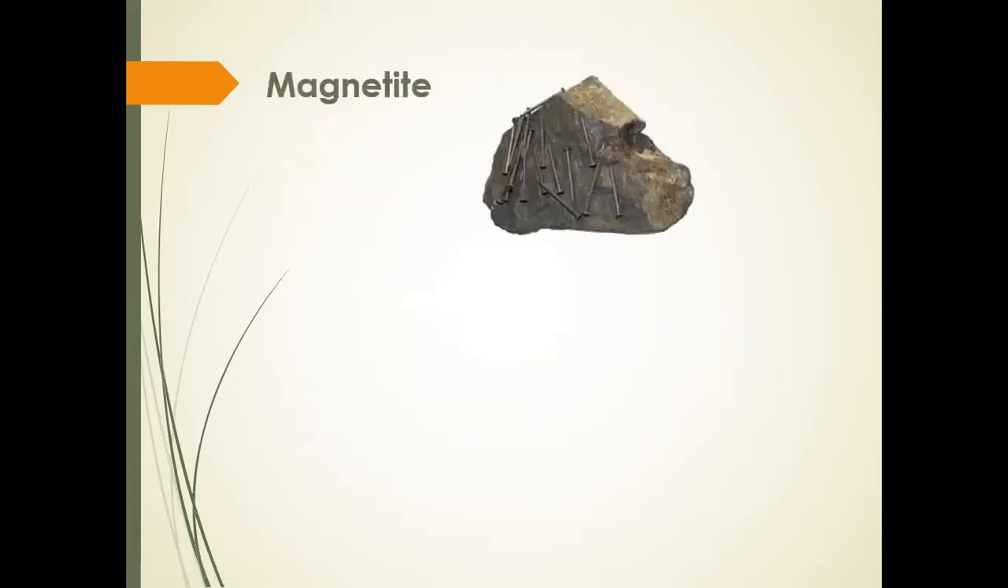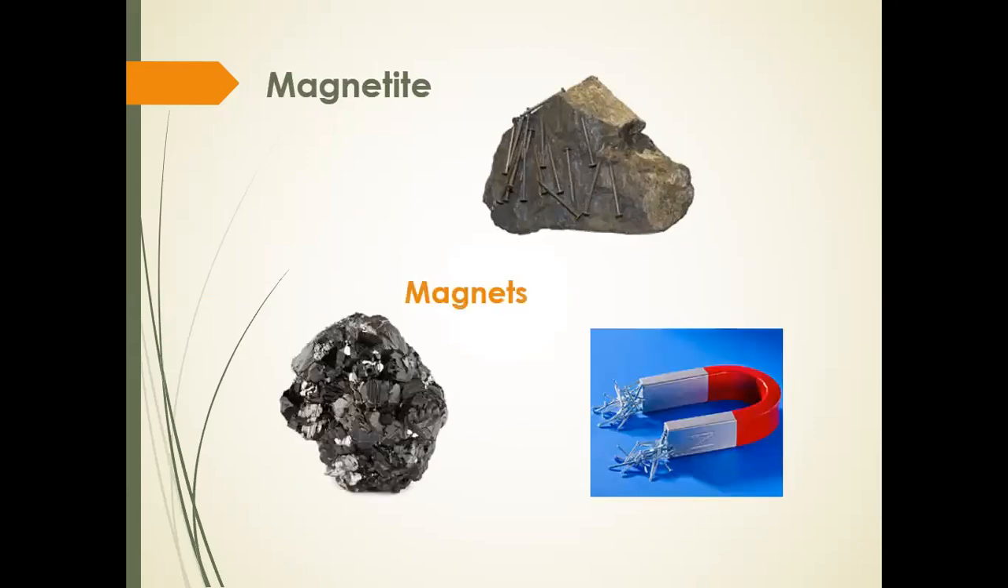Okay. Then the magnetite. The magnetite, from its name, we use it to make magnets. And of course, we all know the magnets. The magnets can attract some things and can't attract the other things. So magnets are made from the magnetite as a mineral.